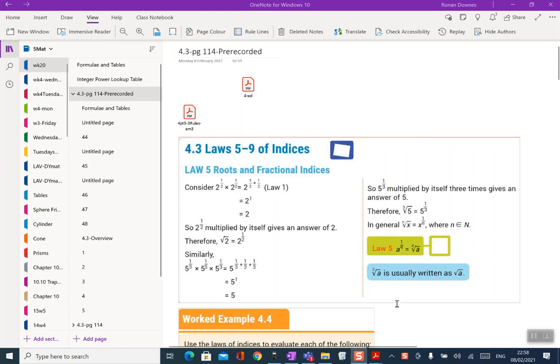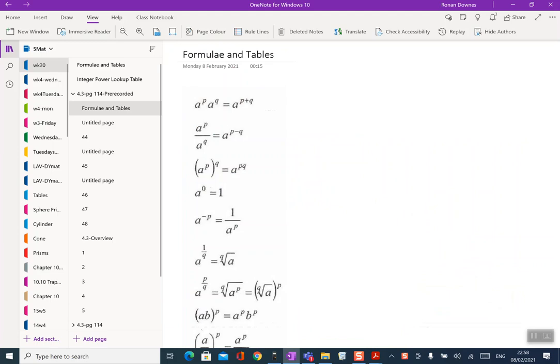Okay, welcome back. This will be a pre-recording of section 4.3, which is on page 114 in your books. They call it law 5, but let's be clear, it's law 6.